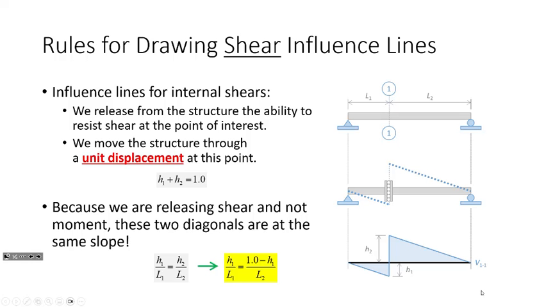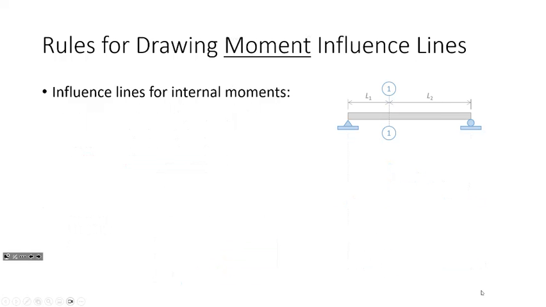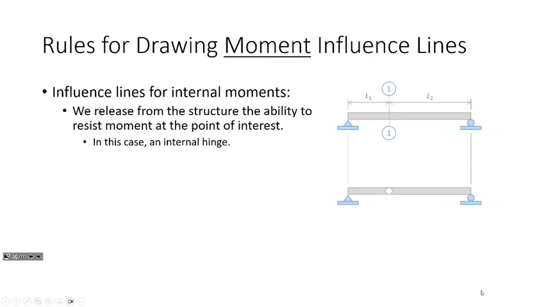Everybody okay with that? Okay, all right. Moment influence lines, it's the same idea. For moment influence lines, what I do is I release from the structure the ability to resist moment at the point of interest. So, as you said, we're going to put a moment release right here, or a hinge. Now, what I'm going to do for moment releases is take this point and put it through a unit rotation.